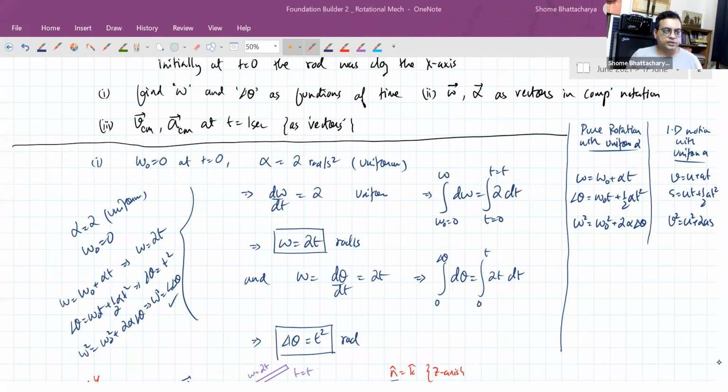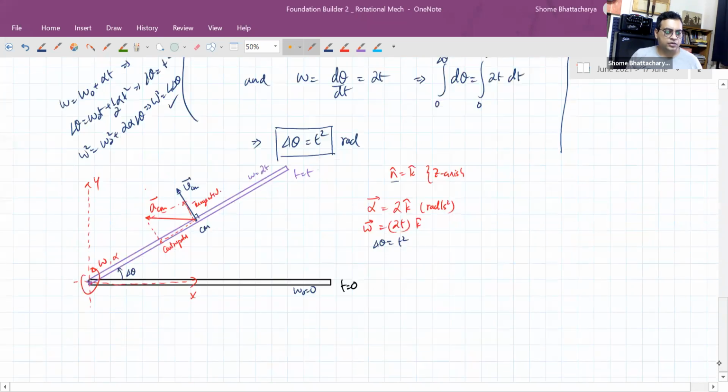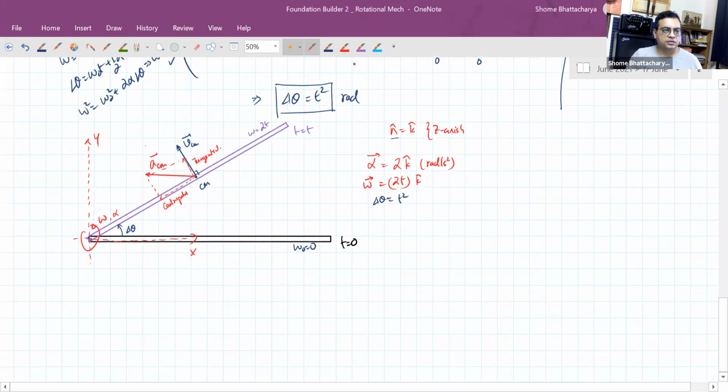Okay, now what we have to do is find the value of the velocity of the center of mass and the acceleration of the center of mass at the time of 1 second. So let us first understand the second part of the question: the angular acceleration and the angular velocities as functions of time expressed as vectors. When you express them as vectors, you have to understand that the axial unit vector is k cap in this case, because the rotation is happening about the z axis.